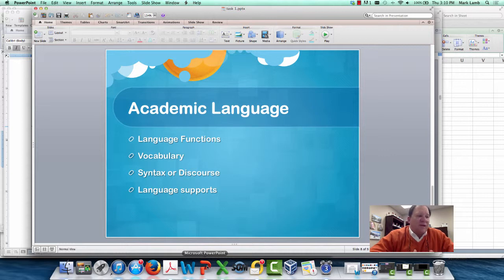And again, what are those language supports? You've identified these things that students are going to be required to do or understand for your lesson. So what is it in your lesson that you're specifically doing to get them there, to get them to understand those pieces? Be very intentional.